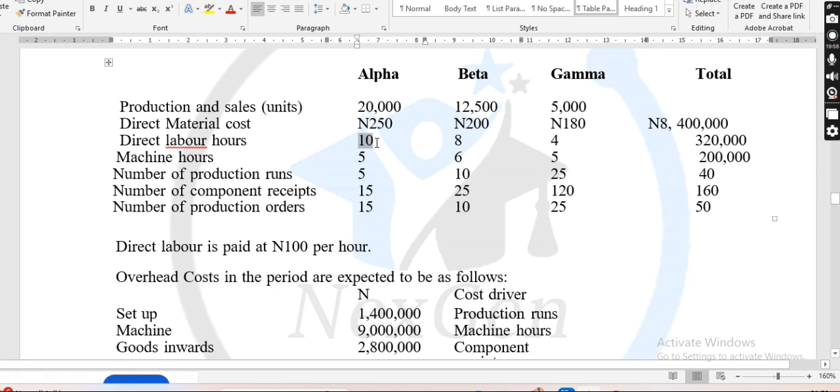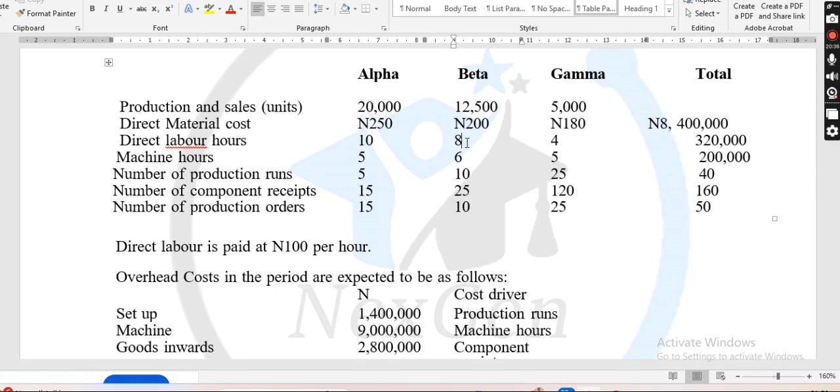Now, this is 10 hours per unit. If you are to produce 1 unit, you will use 10 hours to produce 1 unit. Now, how many units did you produce? 20,000. So how many hours did you use to produce those 20,000? It is 10 times 20,000. We give you the number of hours you use in producing 20,000 units. You move on.